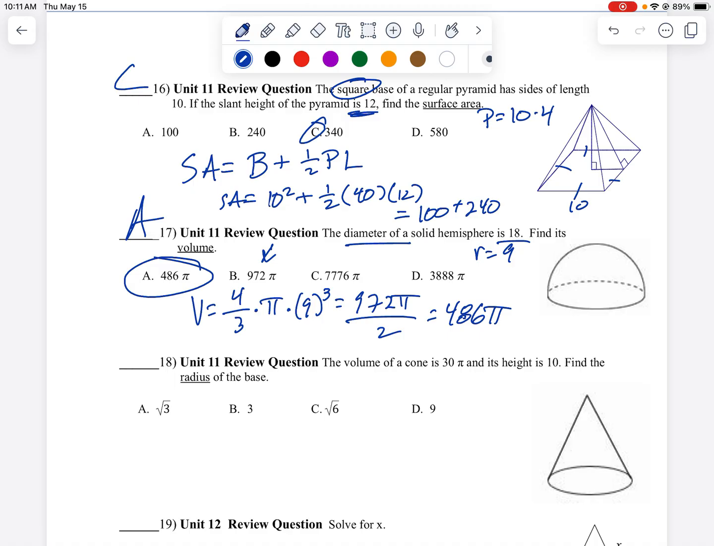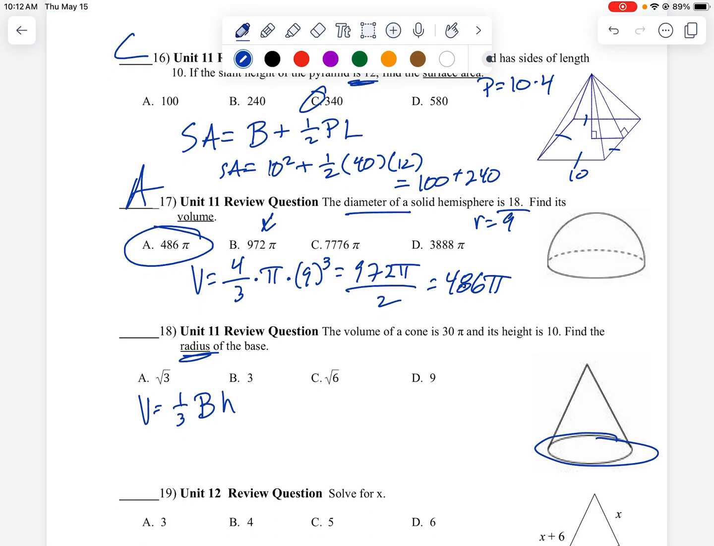Volume of a cone is 30 pi. The height is 10. Find the radius. So this is a work backwards problem. So volume of a cone is 1/3 area of the base times the height. The base is a circle, so that's going to be pi r squared, but I'm going to plug in what I have. 30 pi equals 1/3 times pi r squared times 10.